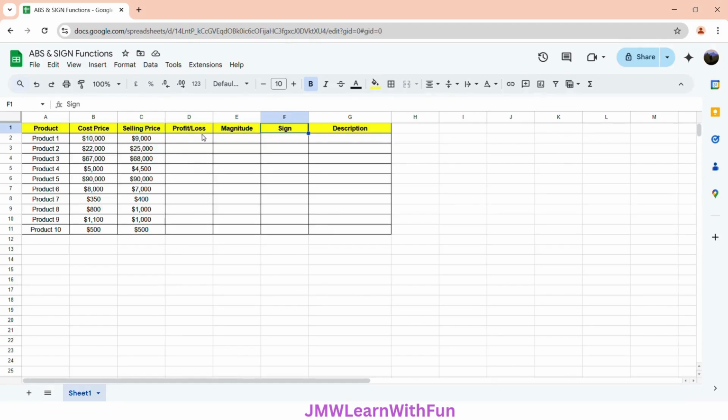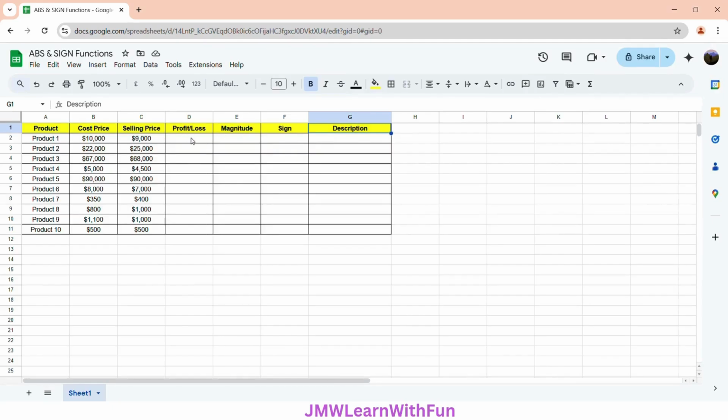That is, we should get -1 if we get a loss, that is, the selling price is less than the cost price. We should get 1 if we get profit, that is, the selling price is greater than the cost price. And 0 if we have no net profit or loss, that is, the selling price is equal to the cost price. In column G, we want the description, that is, profit of some dollars, or loss of some dollars, or no net profit or loss.